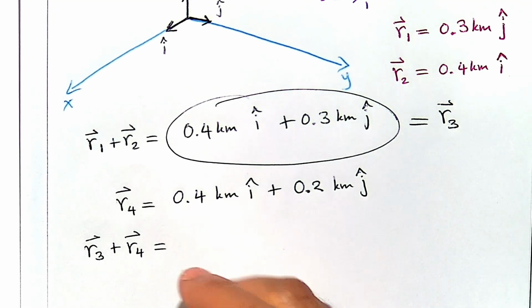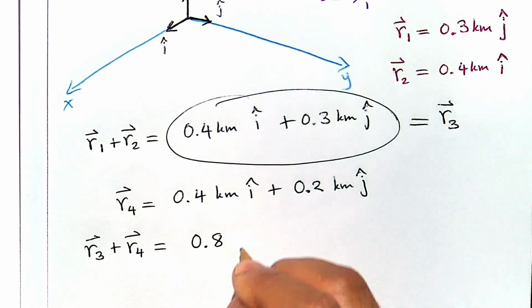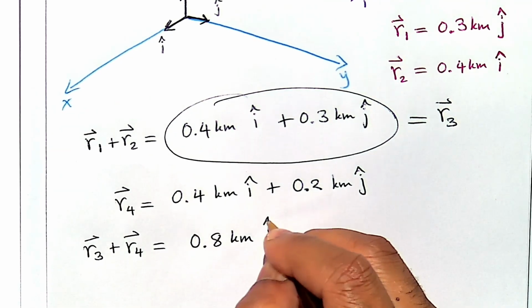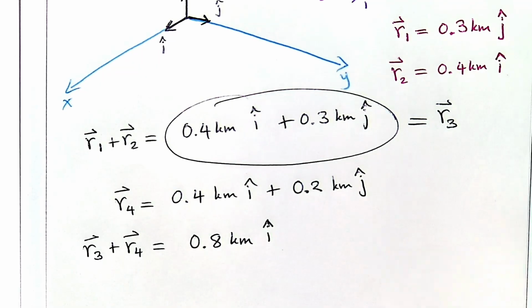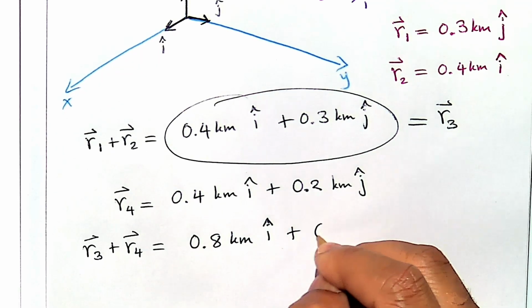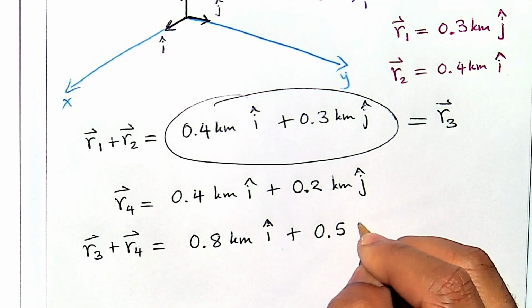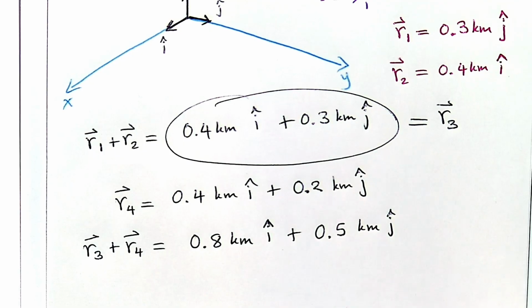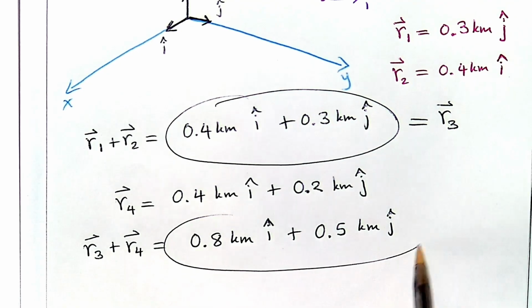So you gather them and add them. That'll become 0.8 kilometers in the i hat direction. And then you add all the j's together. So when you do that, you get 0.5 kilometers in the j hat direction. And then that's your result, and you're done with that.